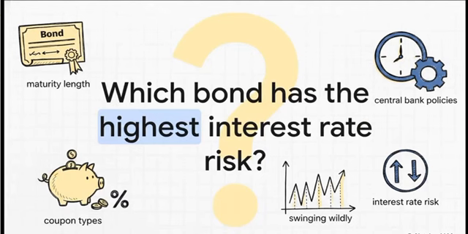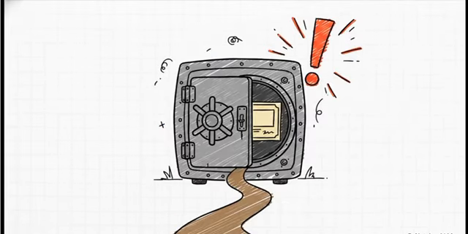Let's try one more to test your conceptual recall. Look really closely at the maturity lengths and the coupon types here. Which one of these is going to swing the most wildly if central bank policies suddenly change? If you guessed C, you are absolutely right. Like we established earlier, when you combine a massive 30-year maturity with a zero coupon, you get the highest possible interest rate risk. Your cash is completely locked up until year 30, so your duration is effectively maximized.